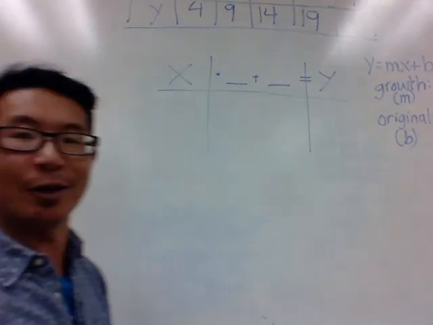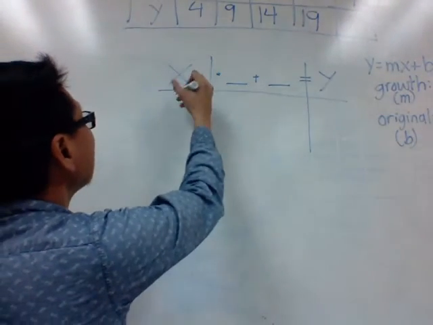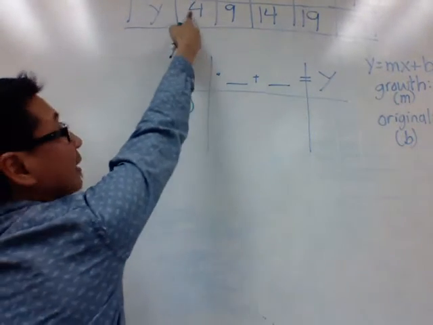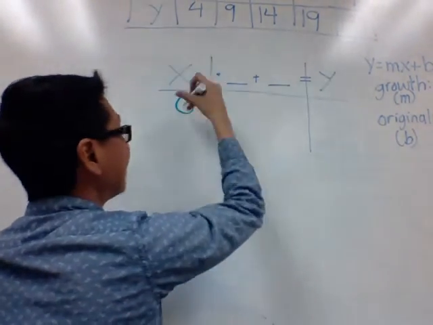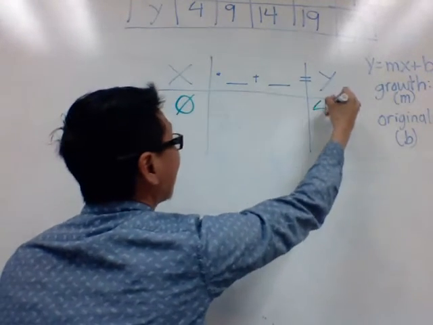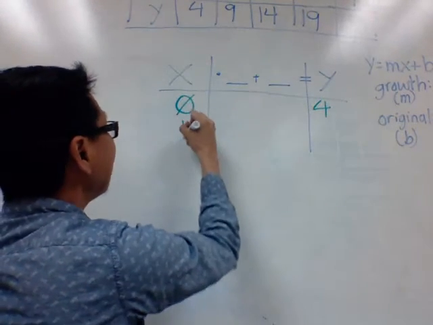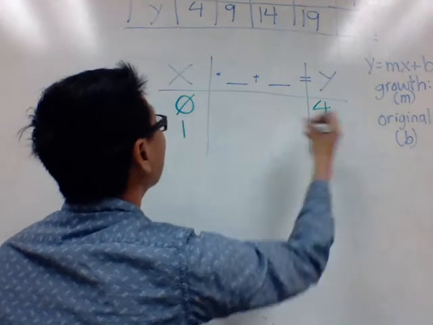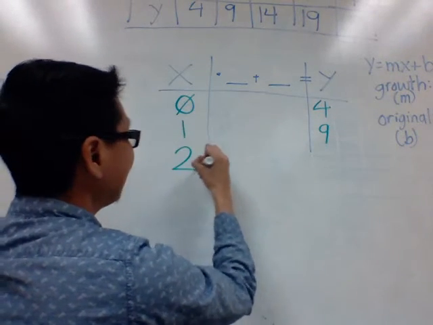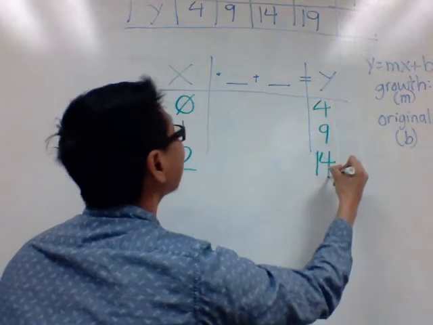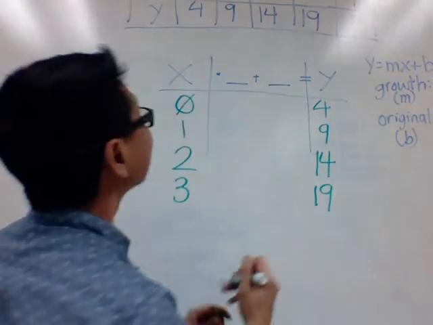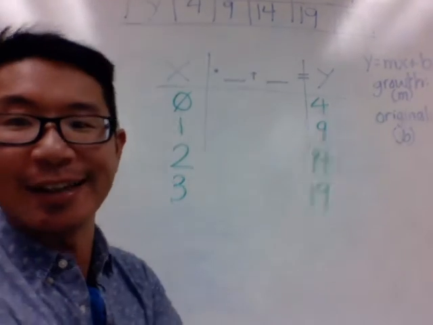Okay. So in this case, X is 0 and Y is 4. I write 0 here and 4 there. I write 1 here and 9 there. I write 2 here and 14 here. Write 3 there and 19 there. Okay, so that's kind of easy, right? That makes it a little easier.